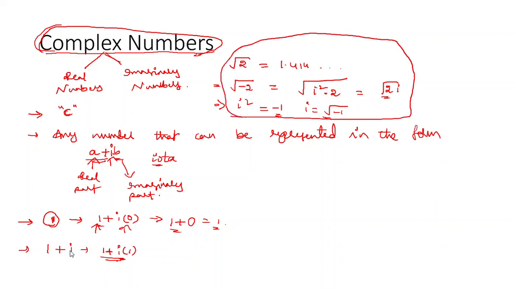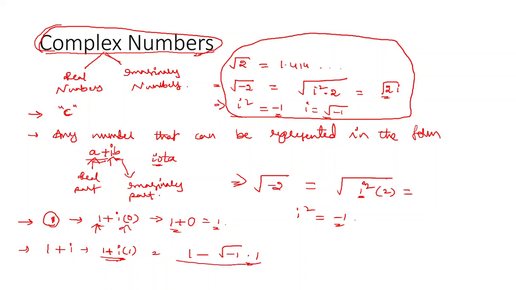So far we are familiar only with the positive roots. But what if we get a negative root? What if we have a negative sign under the root? So we represent this root of minus 2 as i square into 2. The value of i square is minus 1. So we can say this as root of minus 1 into 1. So this is an imaginary number.